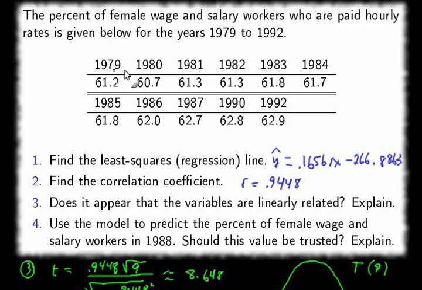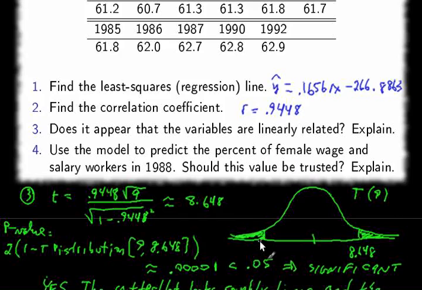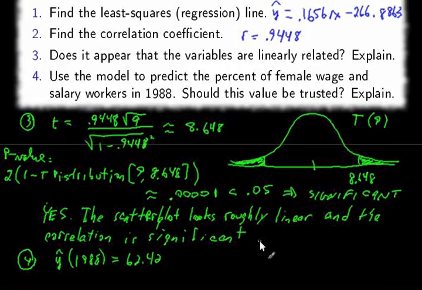Okay, so if we go back to the chart, 1988 would be right here. So it's within the range of the data we're given for the independent variable. And we've determined that this is a good model, so there's no reason we should not trust this value. So yes, it's trustworthy. And that's why, because it's within the range of the values of the independent variable.